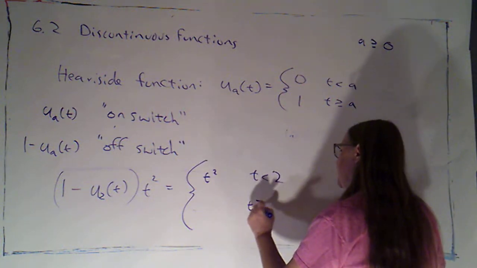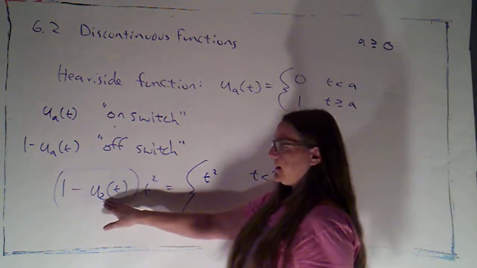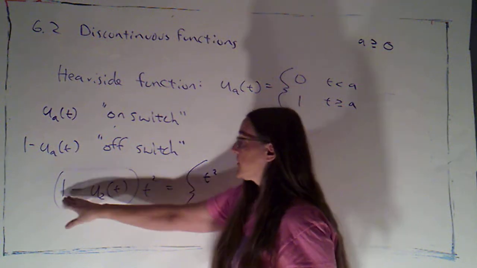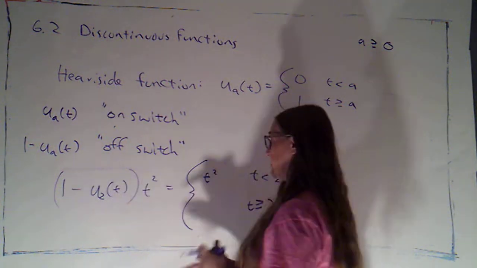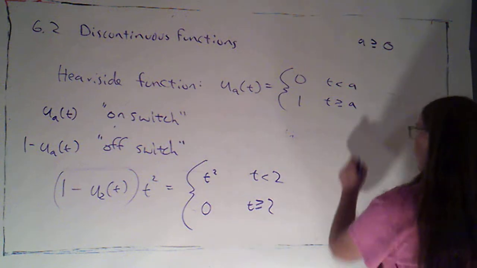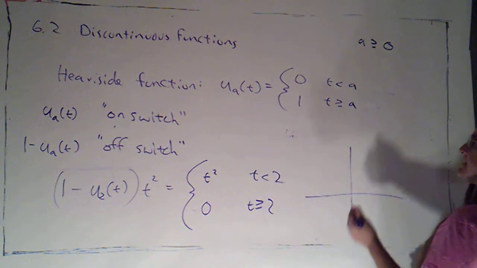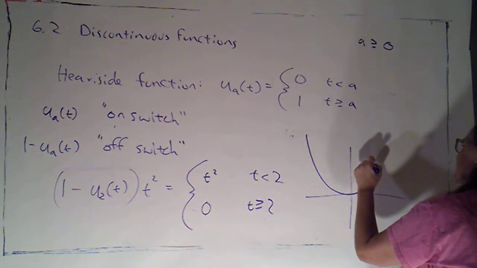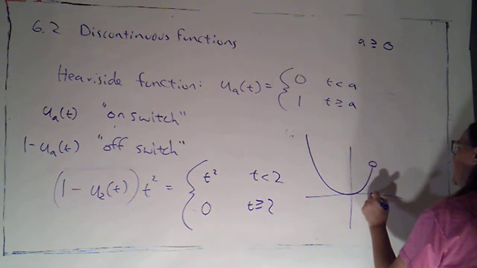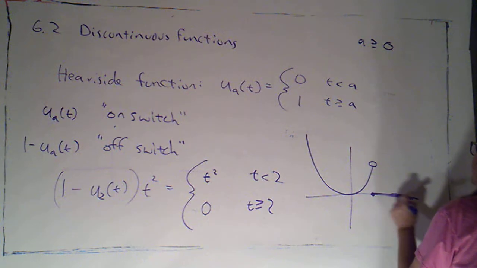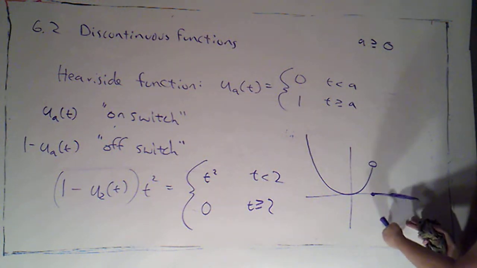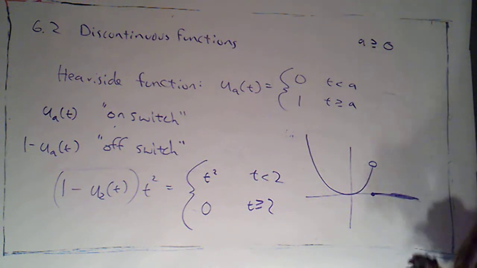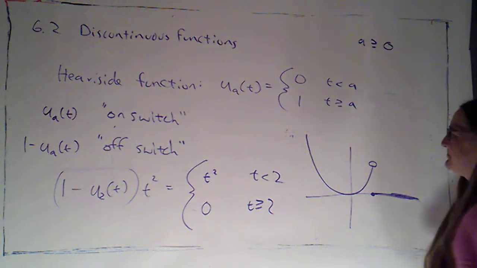But once t is bigger than or equal to 2, the Heaviside function is 1. 1 minus 1 is 0. 0 copies of t squared is 0. So what this would look like is I would have the function t squared until we hit 2, at which point it would jump down to 0, and so we've turned the function off. Okay, kind of neat.